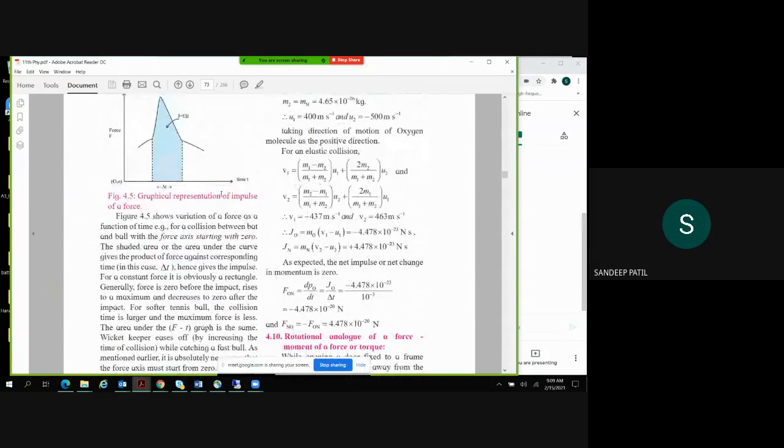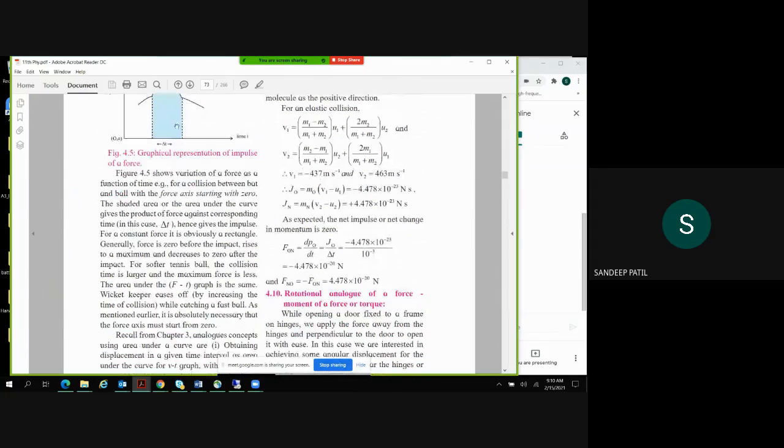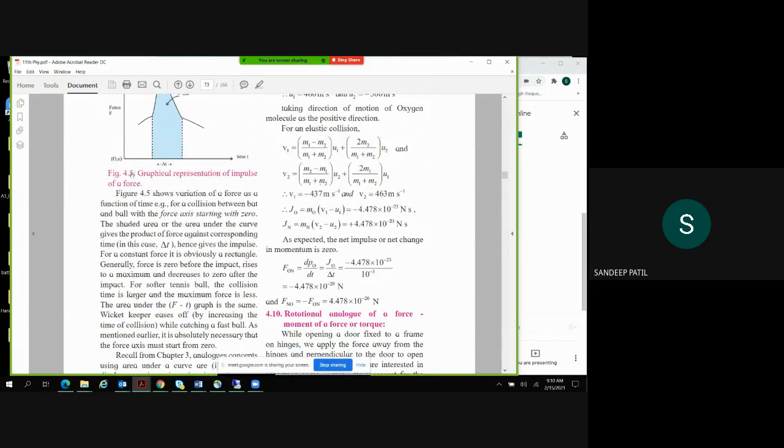We can see in the graph also. Here there is hardly any force, then for a very short duration there is force, and afterwards again it is zero. This type of impulse happens: impulse of force. This is the variation of force as a function of time for a collision between bat and ball, with force starting from zero. The shaded area under the curve gives the product of force and corresponding time, so this area gives an impulse. For a constant force it is obviously a rectangle, but here it is not constant. We hit the ball, then again the force comes to zero.